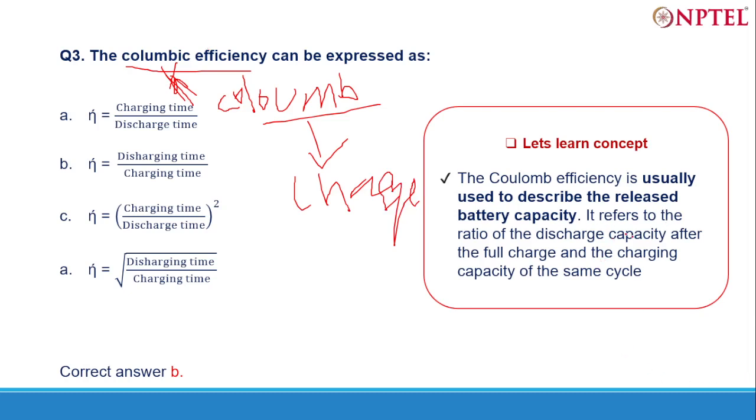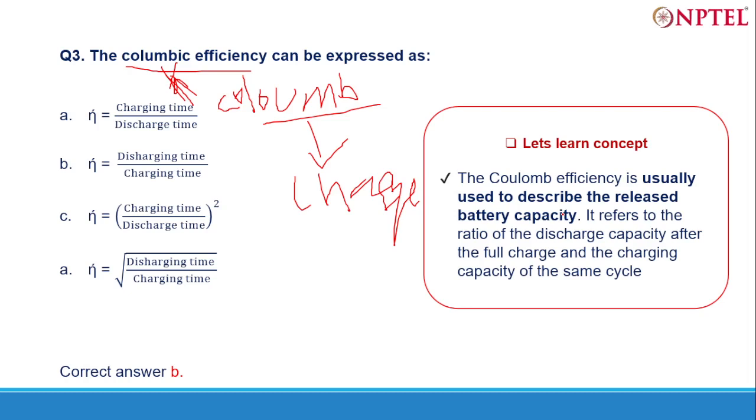The Coulombic efficiency is usually used to describe the released battery capacity. It refers to the ratio of discharge capacity after the full charge and the charging capacity of the sensor. Okay. So it basically describes the battery capacity, or the function of the battery, how it charges and discharges. So what is Coulombic efficiency? It is a ratio of discharge capacity after the full charge.